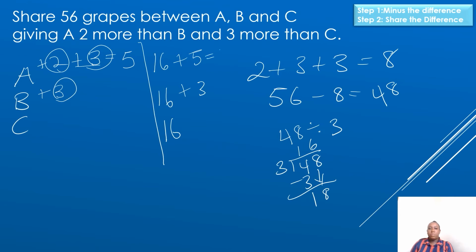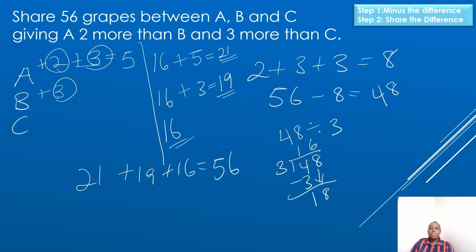16 plus 5 will give me 21. 16 plus 3 is going to give me 19, and then 16. So A is going to get 21, B is going to get 19, and C is going to get 16. Now, if I add 21, 19, and 16, I am going to get 56.